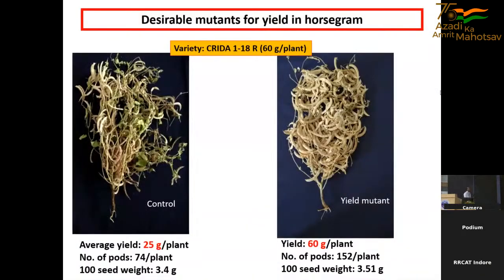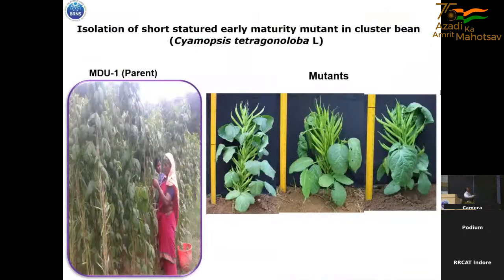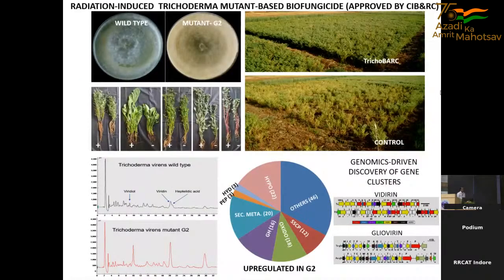And these are some of the examples of electron beam induced variations in different crops. Like you can see the high yield, and this is one of the peculiar examples. The tall plant you can see on the left side has been reduced to this dwarf type using radiation, which will again be useful for the farmers.